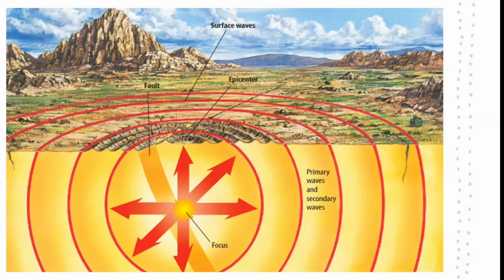Now, let's talk about earthquake focus and epicenter. And this drawing is going to help us understand. Movement along a fault releases strain energy. Strain energy is potential energy that builds up in rock when it's bent. When this potential energy is released, it moves outward from the fault in the form of seismic waves. So these red circles represent the seismic waves.